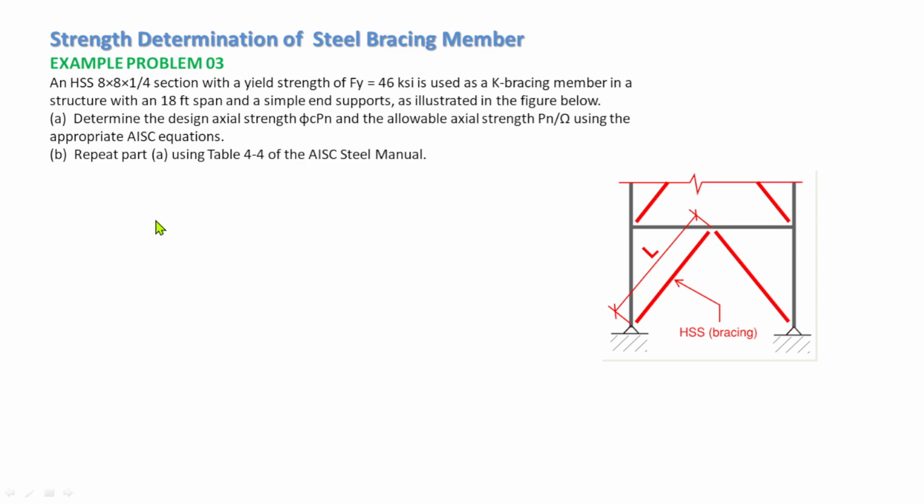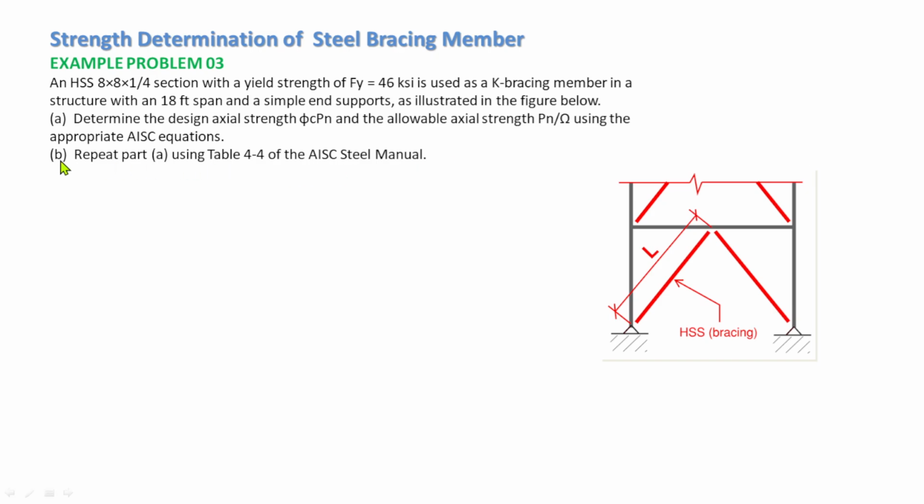So let's dive into the problem, and here it is. An HSS 8x8x1/4 section with a yield strength of Fy equal to 46 ksi is used as a key bracing member in a structure with an 18 feet span and a simple end support, as illustrated in the figure below. We are required to determine the design axial strength and the allowable axial strength using the appropriate AISC equation.